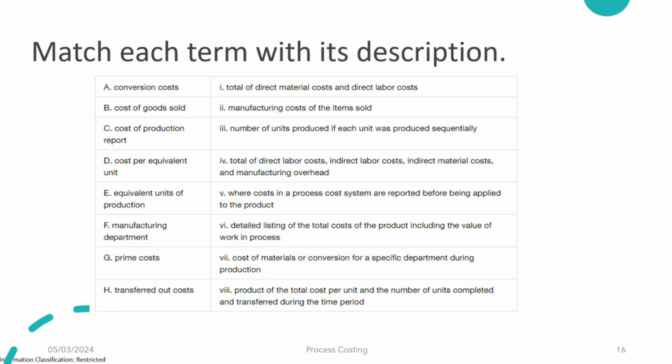So G is quite easy. Can you answer G, please? Oh, that's I, right? Yeah, G is quite easy, which is this one. Okay, so basically total direct material and direct labor is prime cost. Finally, transferred out costs, which is this one, the only thing left. Product of the total cost per unit and the number of units completed and transferred during the time period.